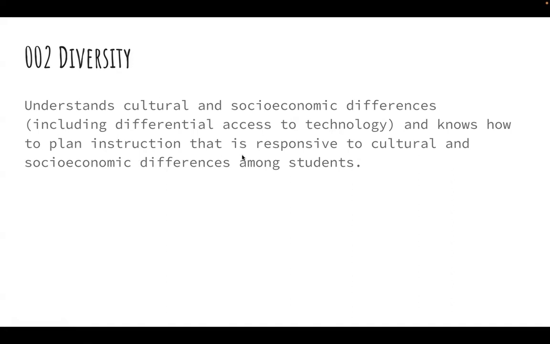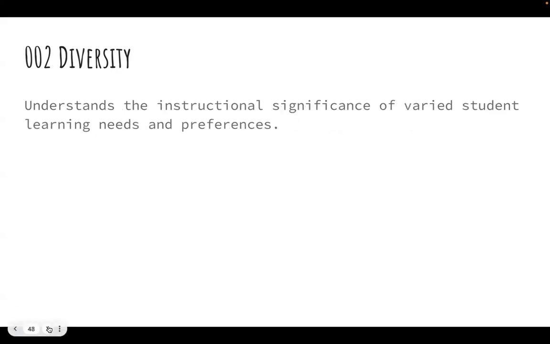Knows how to plan instruction that is responsive to cultural and socioeconomic differences amongst students. Understands the instructional significance of varied student learning needs and preferences. There are different learning needs and learning preferences. We went over a lot of them a while ago, but their learning needs, they might need preferential seating. If they're GT, they might get bored. Think, pair, share, and put them next to a partner of someone they're going to have to help, and they'll be useful. Students are resources.